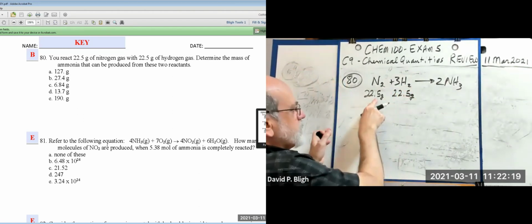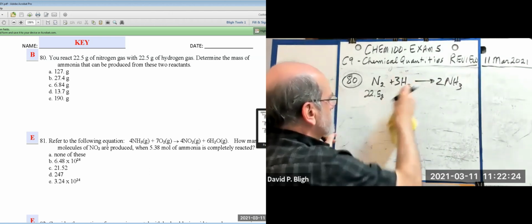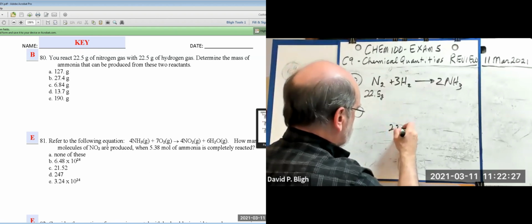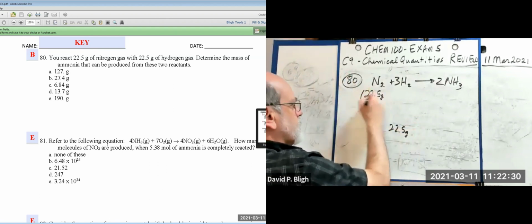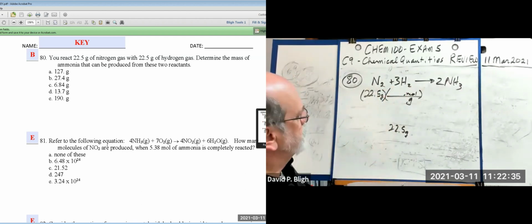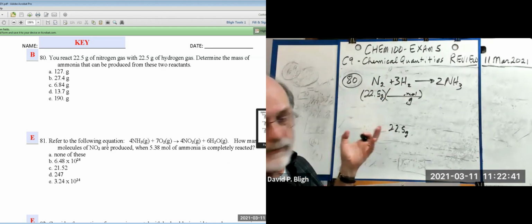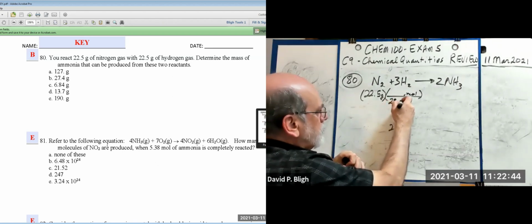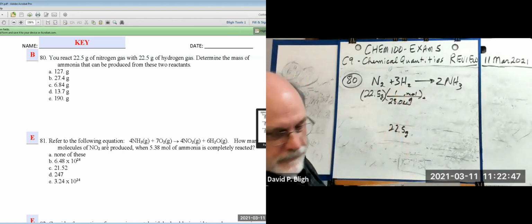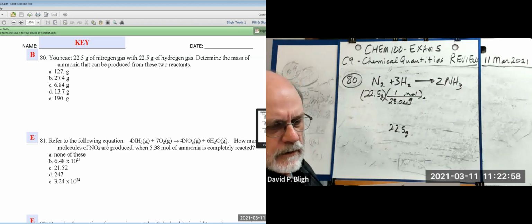All right. So we need to convert that into moles. Why don't we do it like this? All right, do this one here. So what's the molar mass of nitrogen? Well, 14.01 times 2 is 28.02. So that's 0.803, 0.803.